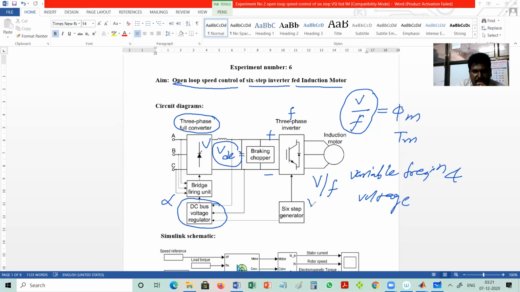The six-step generator will control this three-phase inverter in a 180-degree mode of conduction, where if a switch is turned on, it will stay on for the next 180-degree duration, and after each 60 degrees, one of the switches is going to be turned off. Here at any time three switches out of the six will be turned on. Now I will show the detailed control strategy for this type of drive.